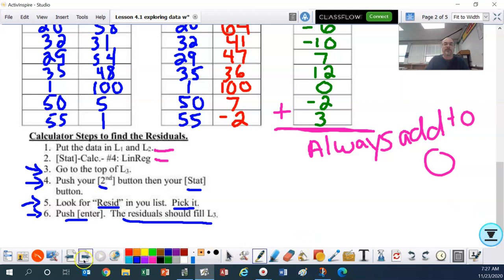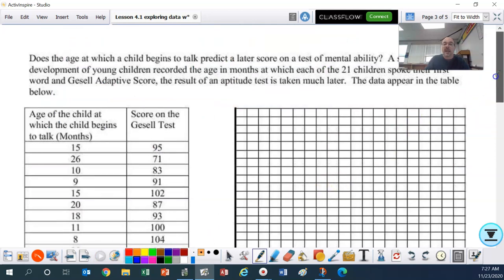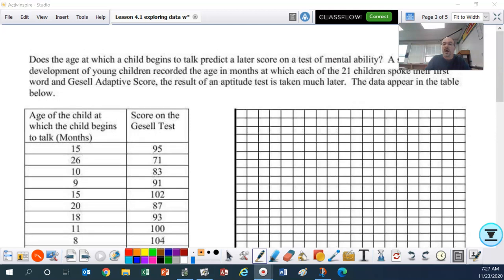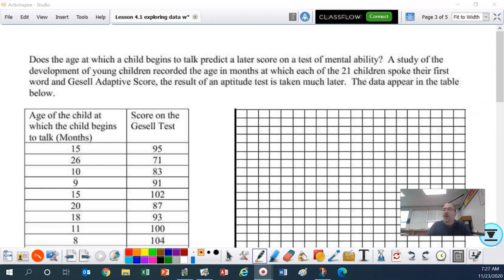All right, ladies and gentlemen, let's keep going here. So the next problem is also familiar. We did this one. Does the age at which a child begins to talk predict a later score on a test of mental ability? A study of the development of young children recorded the age in months at which each of the 21 children spoke their first word and Gesell adaptive score. The result of an aptitude test is taken much later. The data appear in the table.